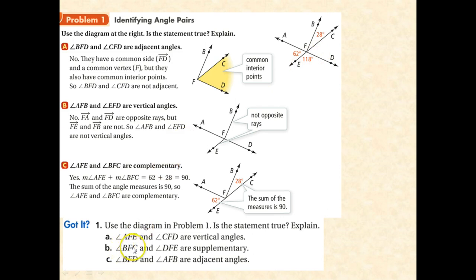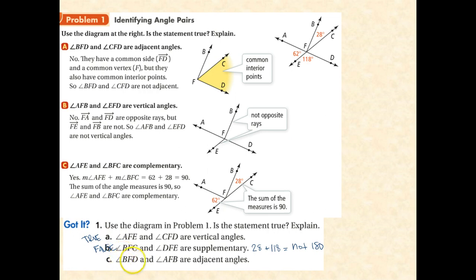What about angle BFC and DFE? Are they supplementary? BFC is 28 degrees and DFE is 118 degrees. When we add those together, are we going to get 180? No. So this is false. This one was true.